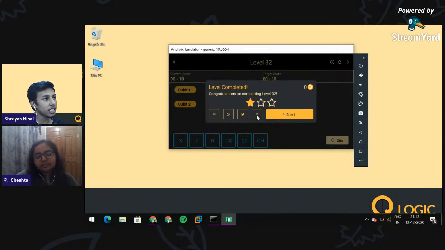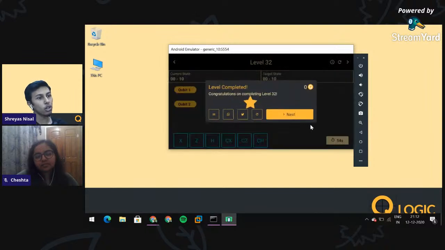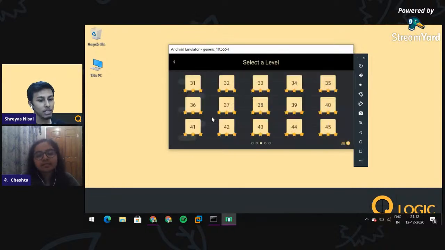If I instead restart the level, and do it within less time, then I can get a better score on this level. Now, as you can see, I've got a 3-star solution. That's because I did it in just 6 seconds. So this is about timed levels.